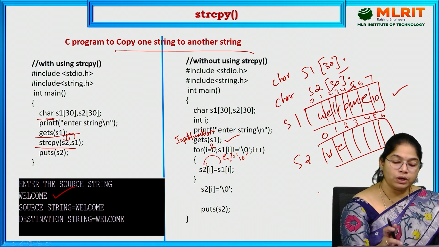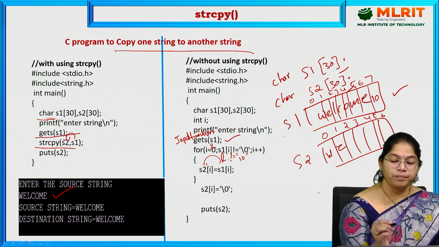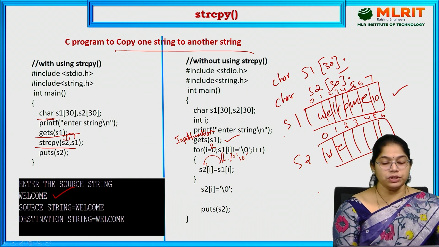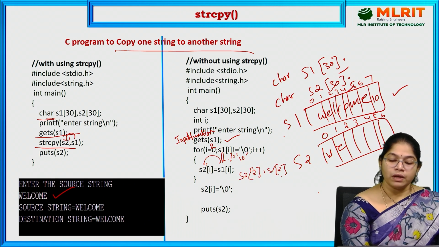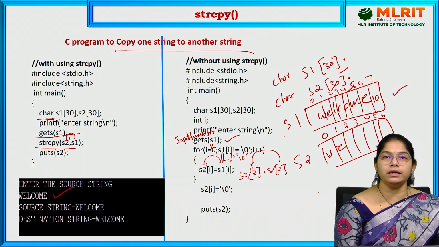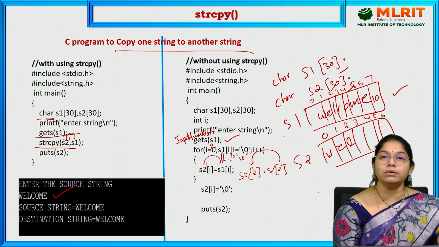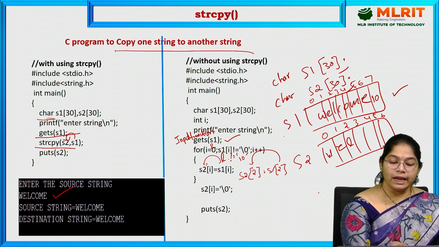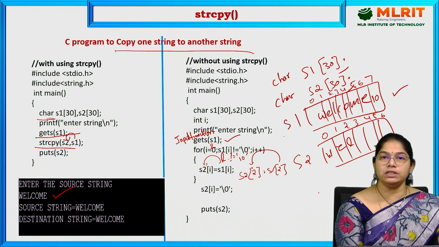2 not equal to null. In S1 of 2, we have L. L not equal to null, condition is true. If that is true, S2 of 2 is equal to S1 of 2. Whatever the character present in S1 of 2, that has to be copied into the string S2 of 2. In S1 of 2, we have L, that is copied into S2 of 2. Likewise, it will get repeated until the condition is false.